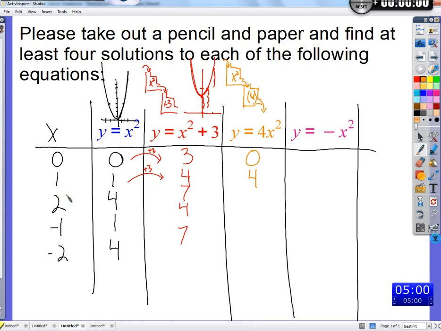2 goes in, when you square it, you get 4. After you're done squaring it, what do you do with it? Multiply it by 4, you get 16. Negative 1 goes in, when you square it, you get 1. Then when you multiply it by 4, you get 4. When negative 2 goes in, you square it, you get 4. You multiply that by 4, you get 16.